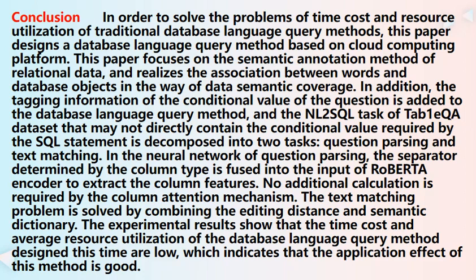In the neural network of question parsing, the separator determined by the column type is fused into the input of RoBERTa encoding to extract the column features. No additional calculation is required by the column attention mechanism. The text matching problem is solved by combining the edit distance and semantic dictionary. The experimental results show that the time cost and average resource utilization of the database language query method designed this time are low, which indicates that the application effect of this method is good.